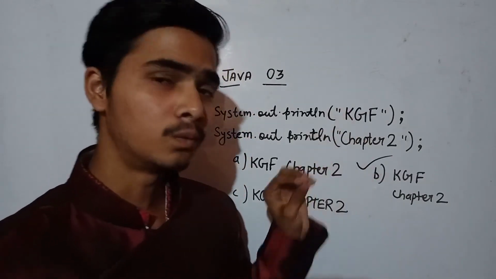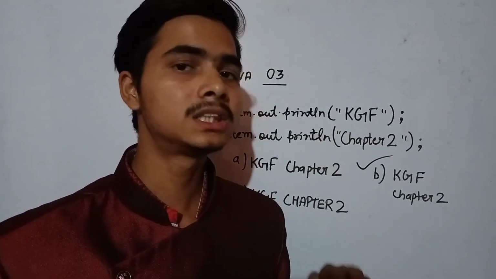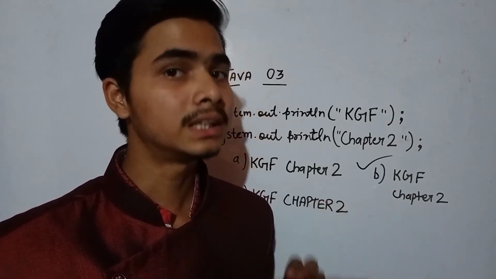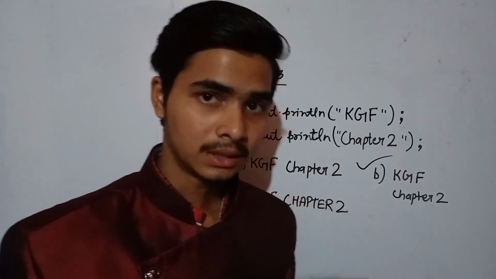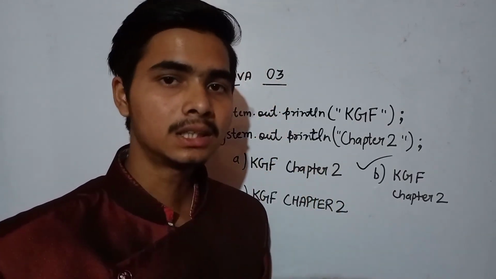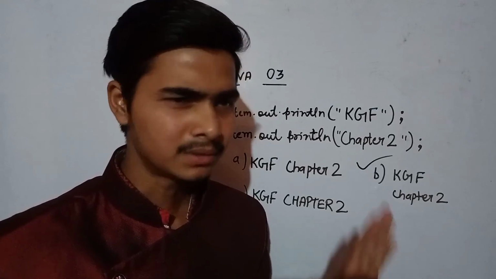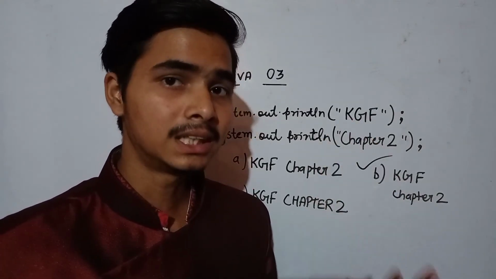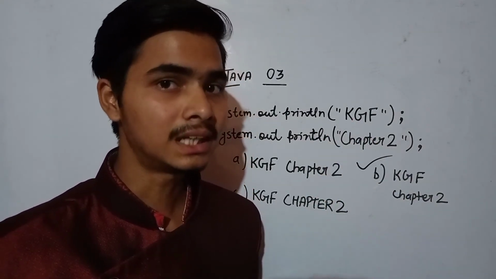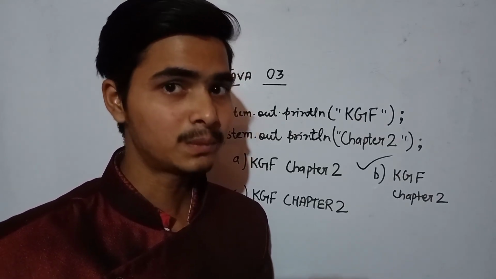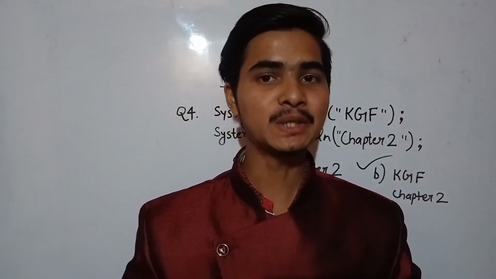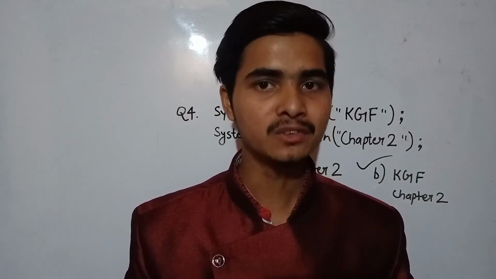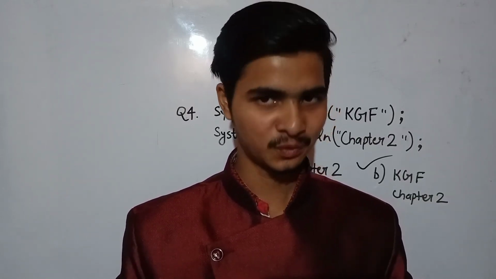Because whatever you write in System.out.print, that only gets printed. Okay, if all are in capital letters, in the print we will get all in capital letters only. If something is small and something is big, then that same thing will get printed in the output. I hope that you are understanding what I am trying to say. Okay, so I hope that you understood each and every point which I tried to give you in this video.